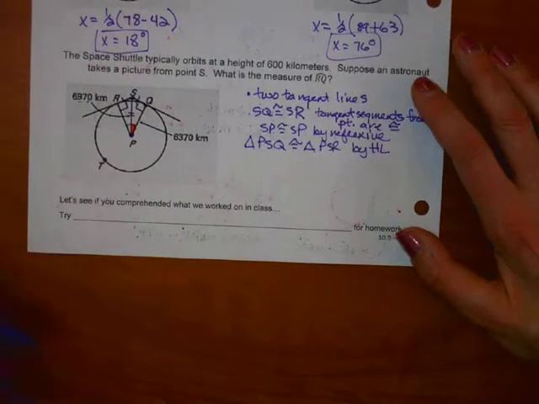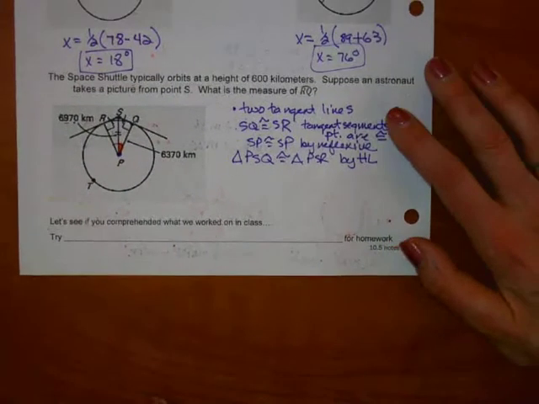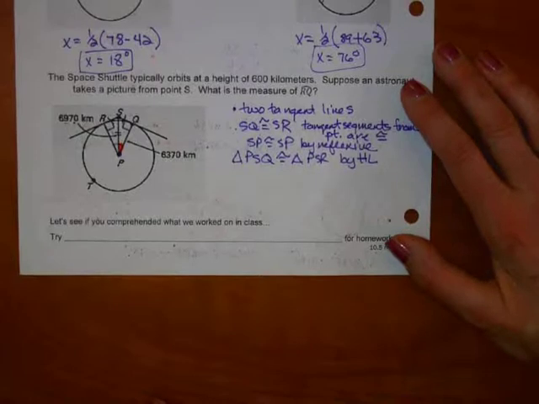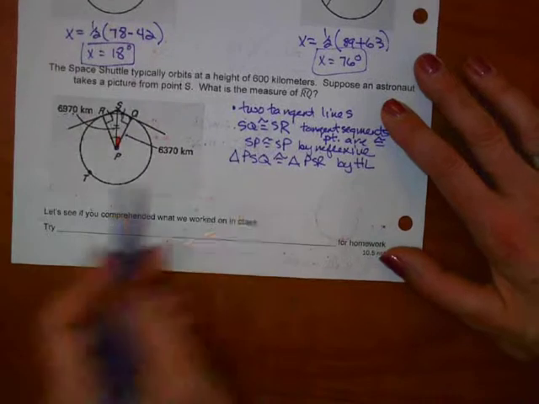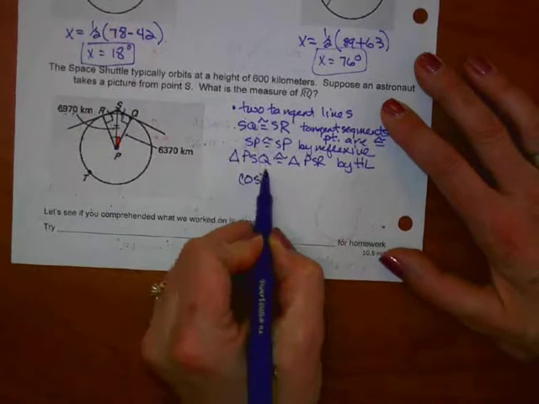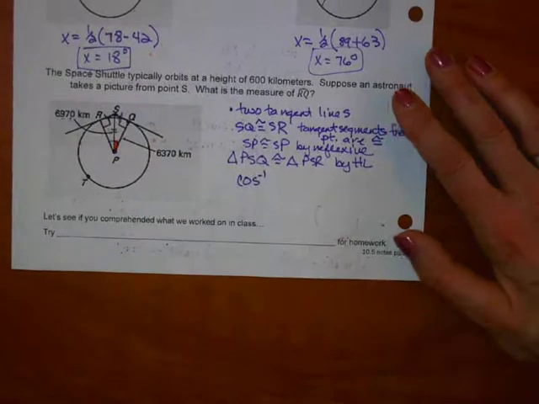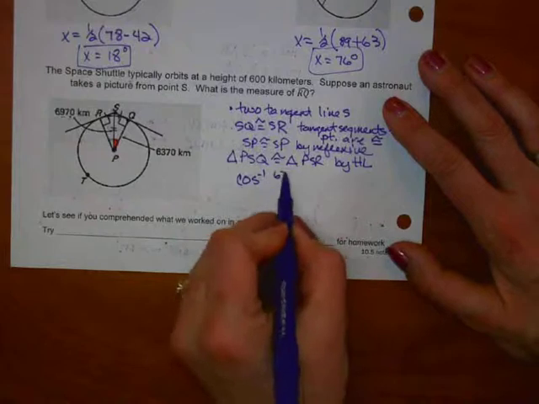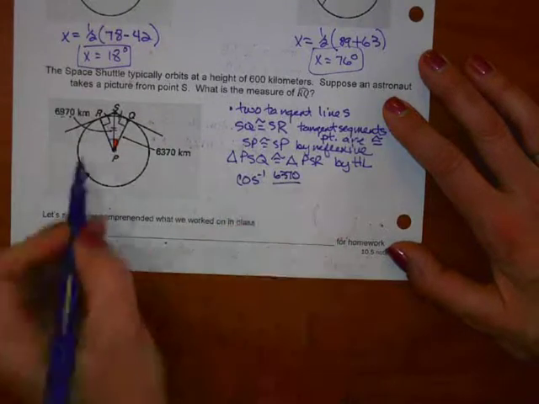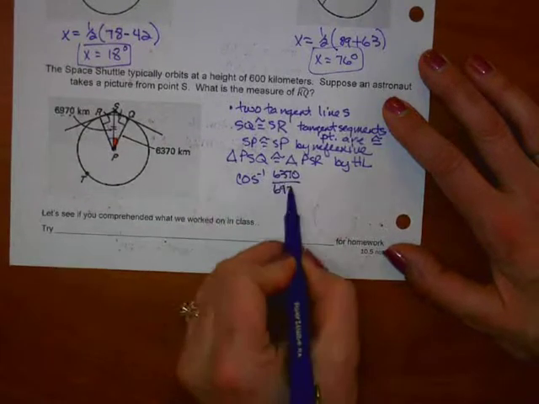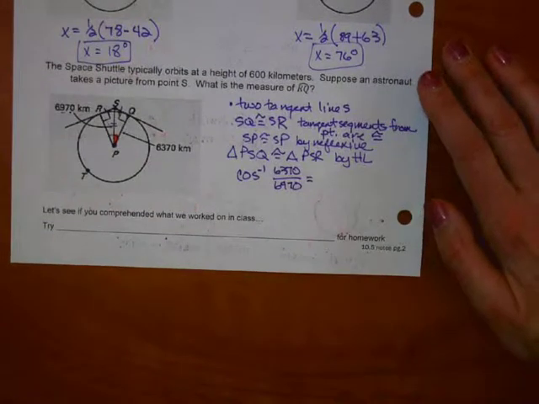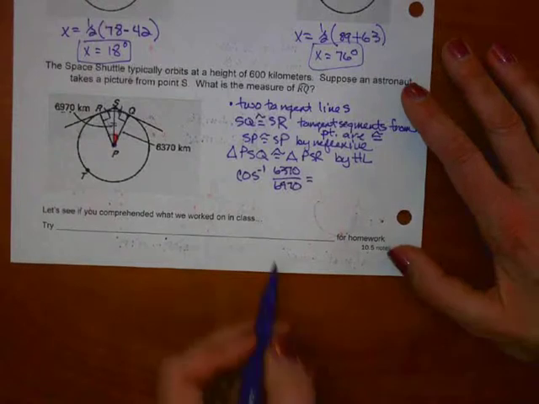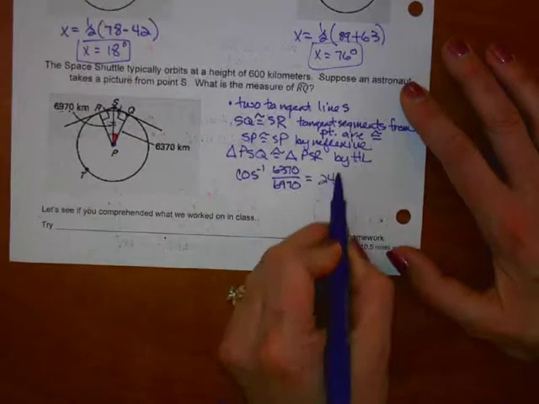So are we going to use cosine or sine? Sine is opposite over hypotenuse. We have adjacent over hypotenuse. So we're going to use cosine inverse of 6370 over 6970. And when you go to your calculator, it gives you that angle measure, which is 24 degrees.